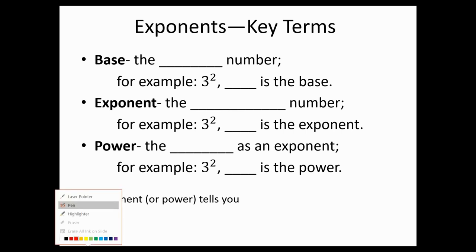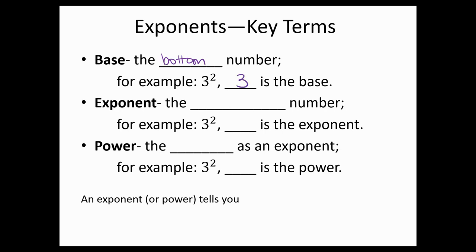We are looking at some vocabulary for exponents. So the first word here we have is base. That is the bottom number when we're talking about exponents. For example, I have 3 squared, or 3 to the second power. The 3 is the base. Then we have exponent. That is the small top number. For example, with the 3 squared, the 2 is the exponent.